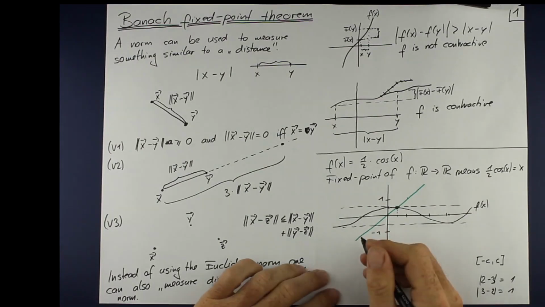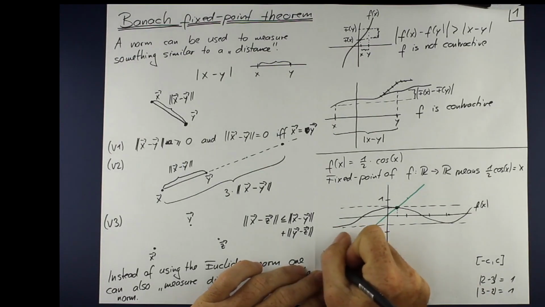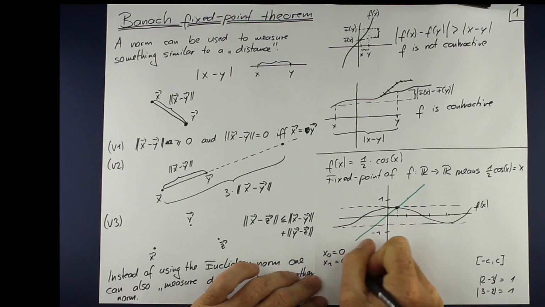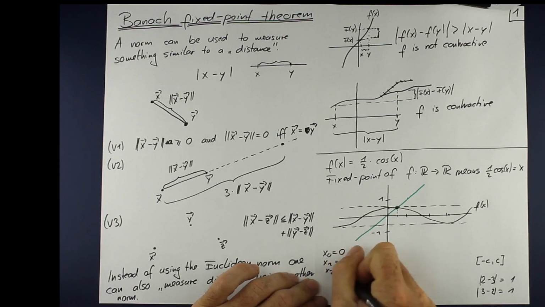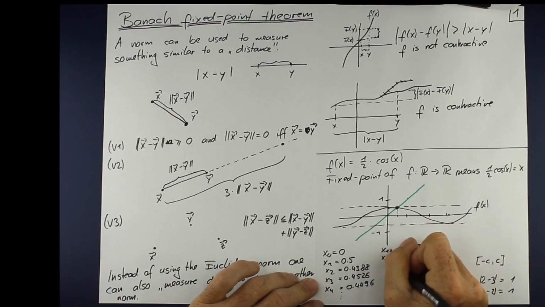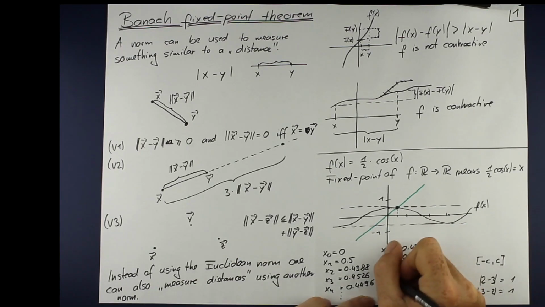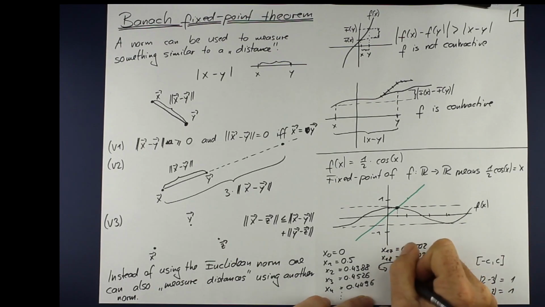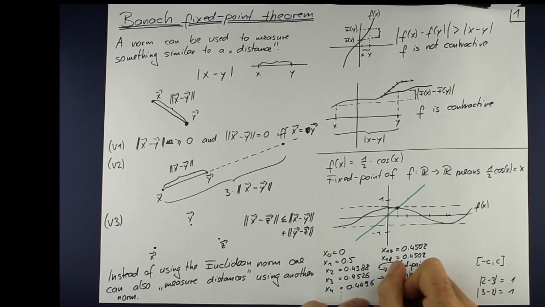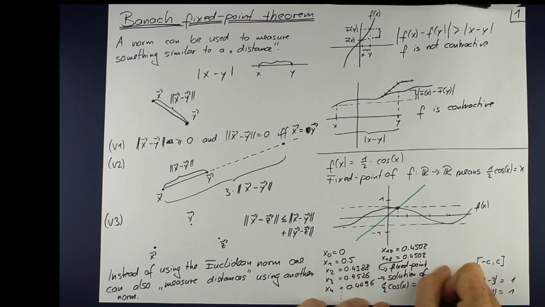What did we see? We used x0 to be 0, and then x1 was a half, and the iteration went that way. So this is the fixed point, and that means we found the solution of cosine x times a half is x.